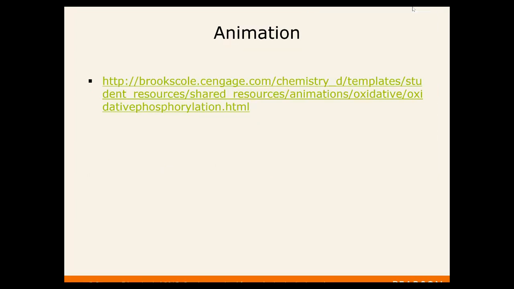So this animation is really interesting. I really like it. I don't know if the link works well from here, but you can always cut and paste this into your Google, and it is a good animation that shows what we're going to go through. So what I would recommend is watching it before and then after the video lecture.